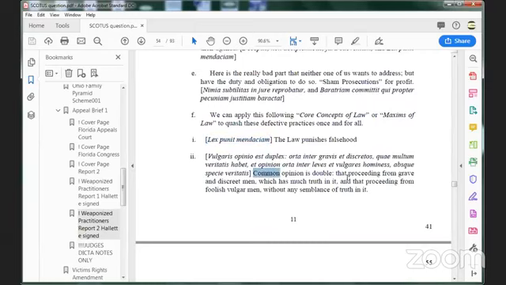Here's one: common opinion is double, that proceeding from grave and discreet men, which has much truth in it, and that proceeding from foolish, vulgar men, without any semblance of truth in it, right? So I said, talk about comparison and contrast. It's even in the maxims of law.